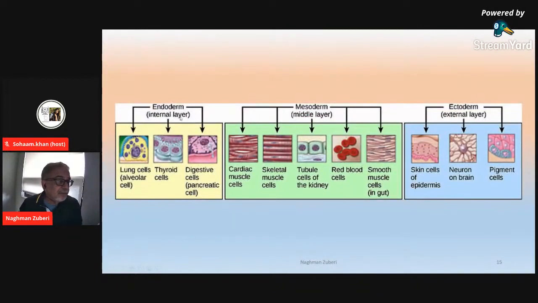So endoderm, the internal layer, is giving the lung cells, the alveolar cells, thyroid cells, the digestive cells, the pancreatic cells, etc. Mesoderm is providing us cardiac muscle cells, skeletal muscle cells, tubule cells of the kidney, red blood cells, and the smooth muscle cells in our GIT. Ectoderm, the external layer, is providing us the skin cells of epidermis, neurons for the brain, and the coloring pigments for our skin.